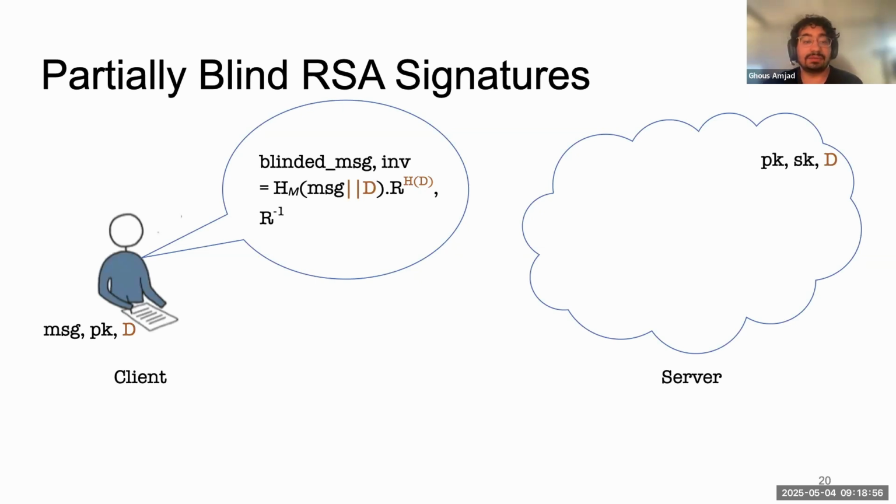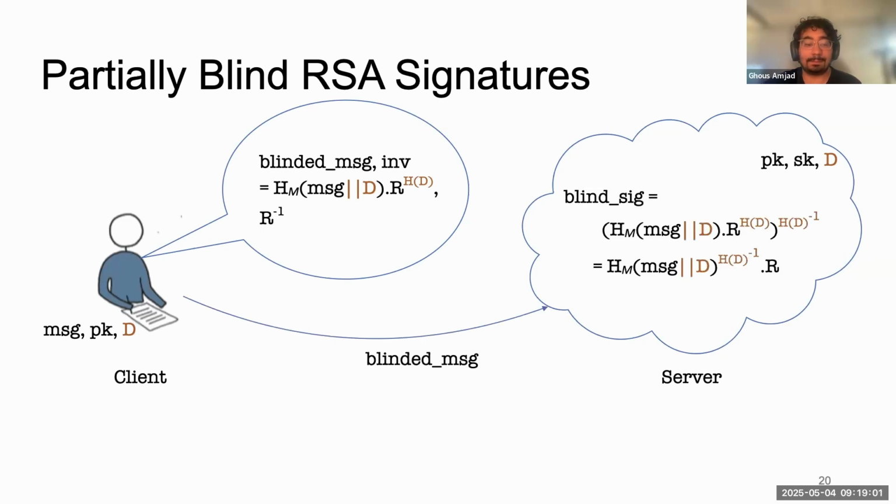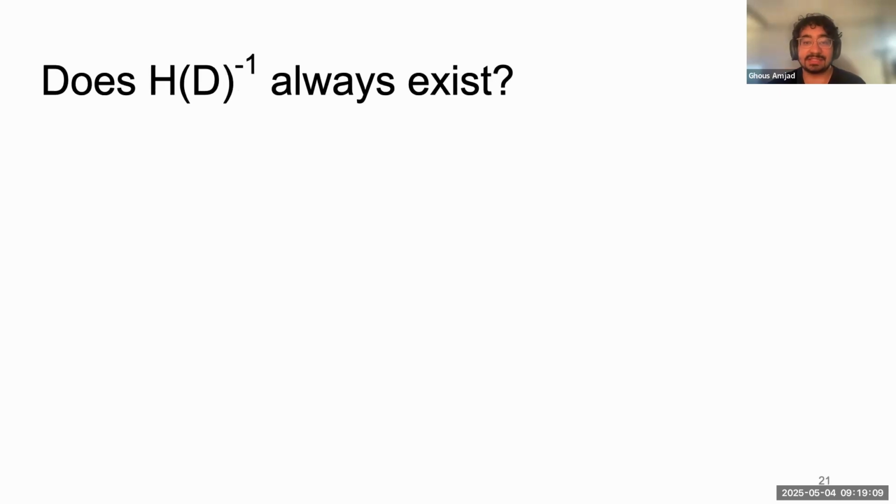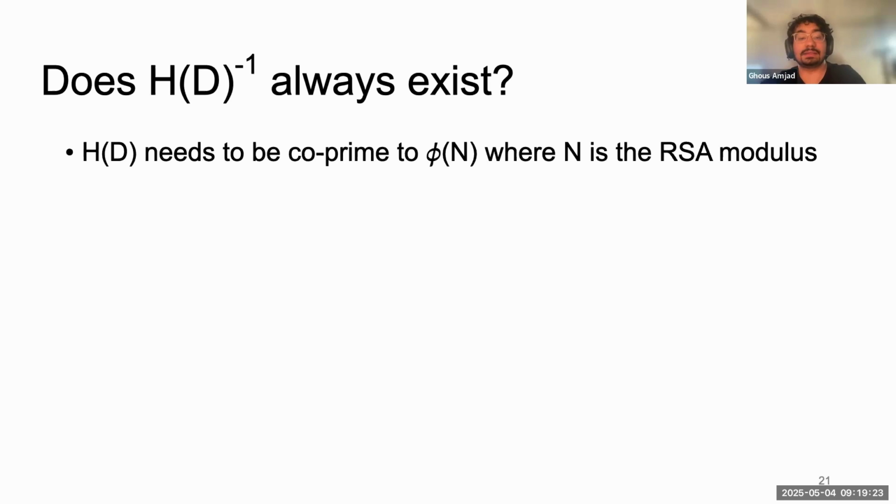So instead of r to the e, now you're raising r to the h of d. And instead of the private exponent d, we have h of d inverse, which the server computes. So the question becomes, does h of d inverse always exist? And for it to always exist, h of d needs to be co-prime with the Euler totient function of n that I mentioned earlier, where n is the RSA modulus. And we do a simple trick in order for this to happen.